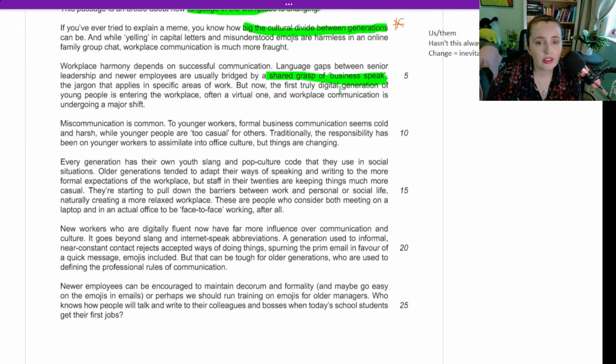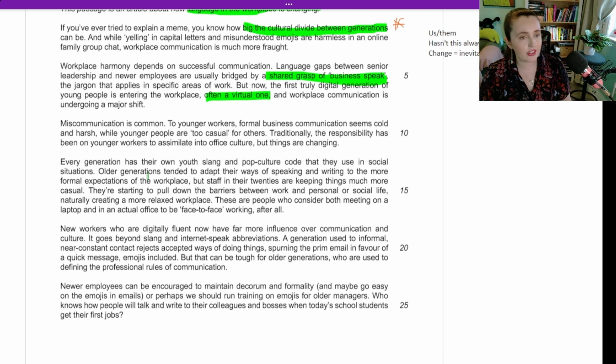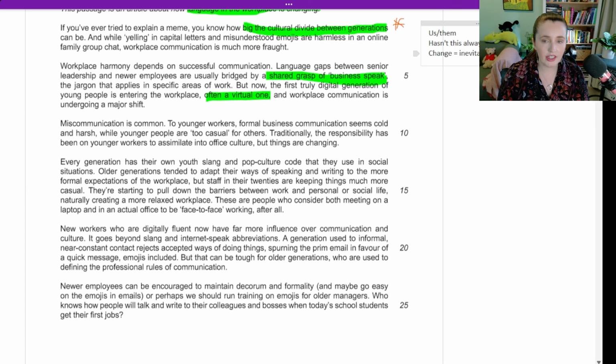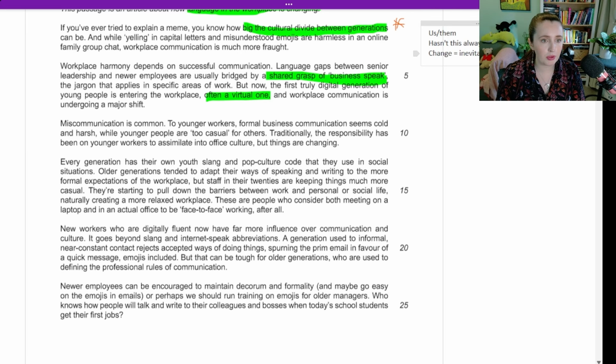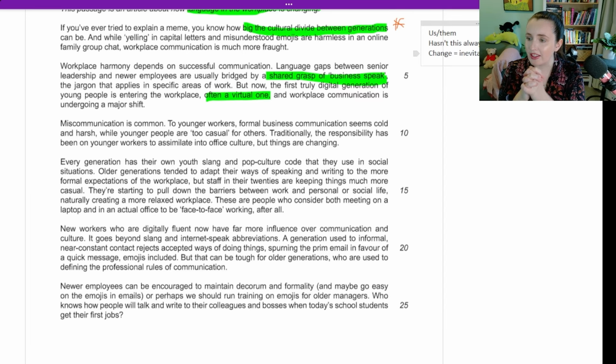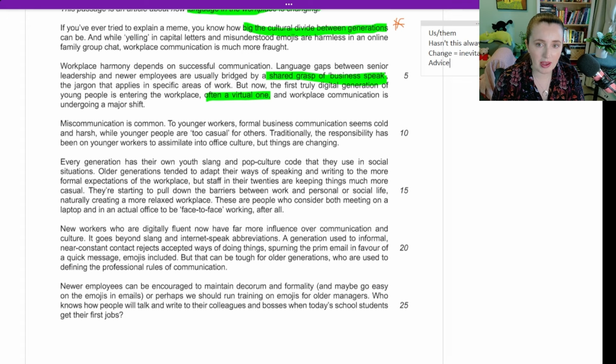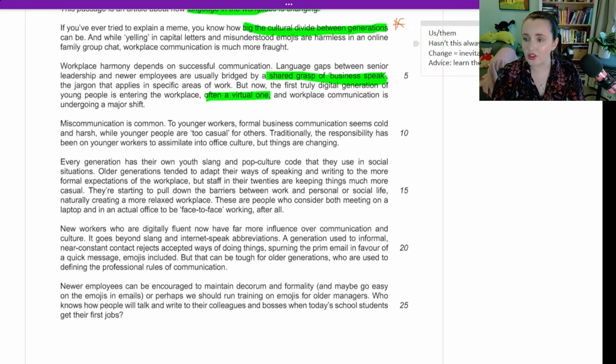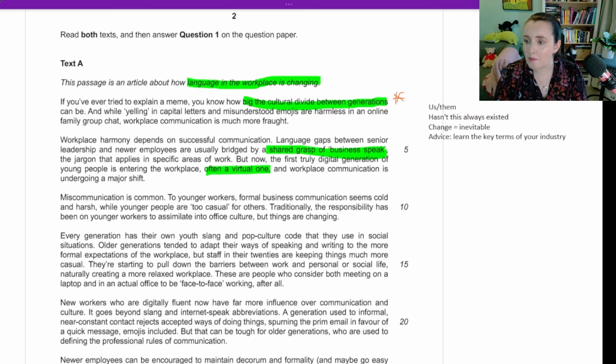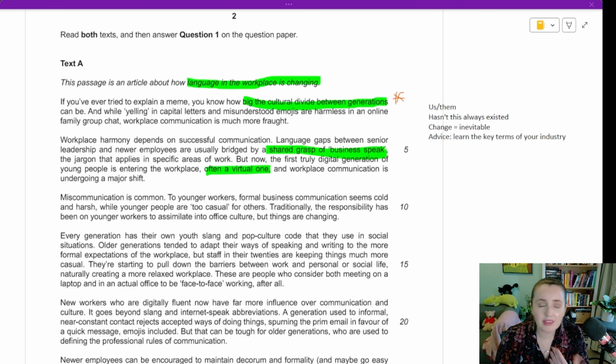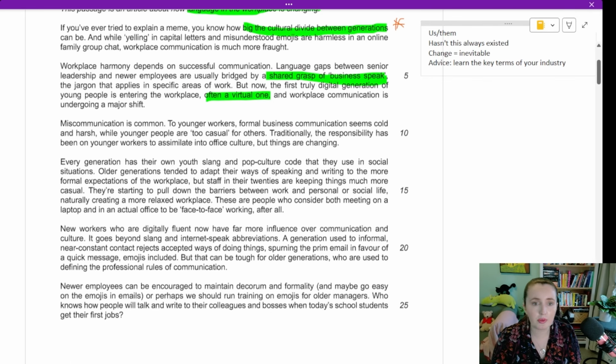But now the first truly digital generation of young people is entering the workplace, often a virtual one, and workplace communication is undergoing a major shift. Okay, so there's always going to be language gaps between younger and older workers, but usually they've got that shared business speak that helps them to understand each other. So maybe some advice would be learn the key terms of your industry, right? We can still have our younger way of speaking, but maybe, just maybe, we're going to advise young people you still need to learn those specific words.